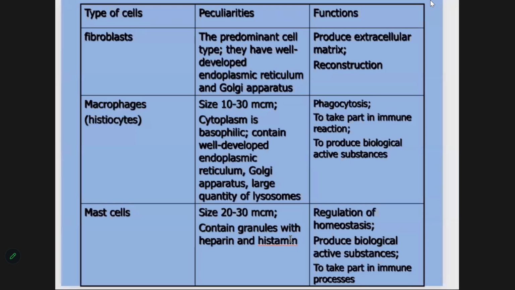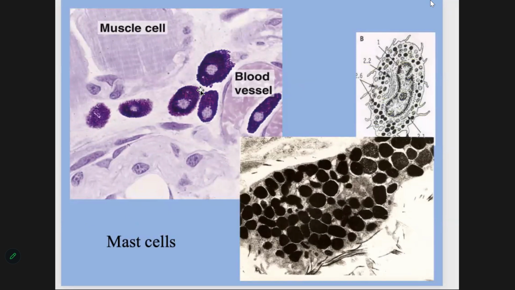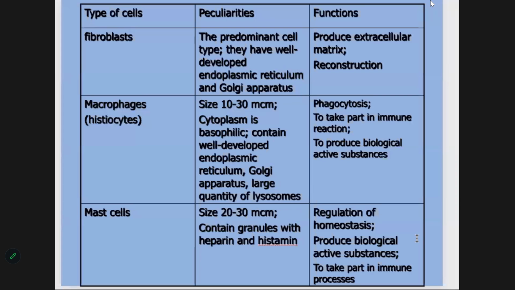These biological active substances are named heparin, histamine, serotonin, and all these substances are situated inside the granules. Look at these dark purple granules in the cytoplasm. Histamine, serotonin, heparin, dopamine, and other substances regulate the permeability of blood vessels wall, permeability of wall of the blood capillaries, and also regulate the homeostasis of loose fibrous connective tissue. Homeostasis, look at this table, is a constancy of inner environment of loose fibrous connective tissue.